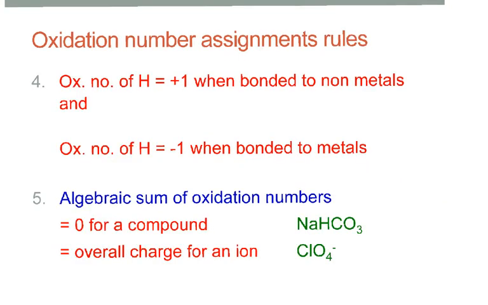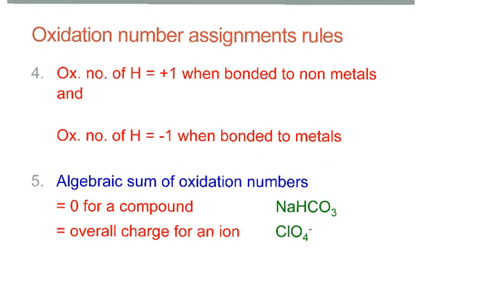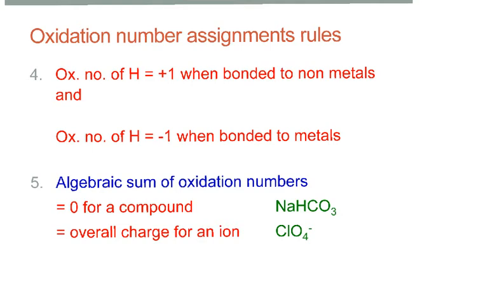All right, the next rule is about hydrogen. If it's H+, or if it's hydrogen with a nonmetal, it's going to be +1. If it's hydrogen with a metal, it's going to be -1. So let me give you 2 examples. The first one would be methane.